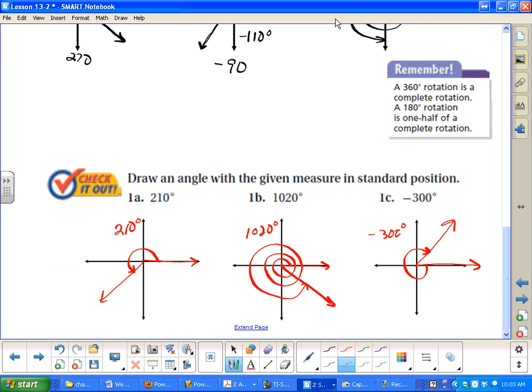Okay, so there are the answers to that. Check it out. Your drawing should look like that. It should show the same number of times around, plus the angles and the arrows that go with them.